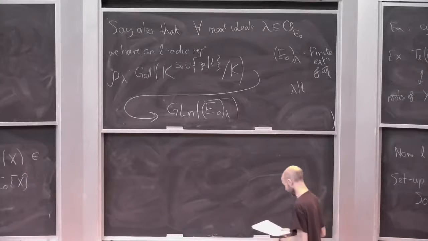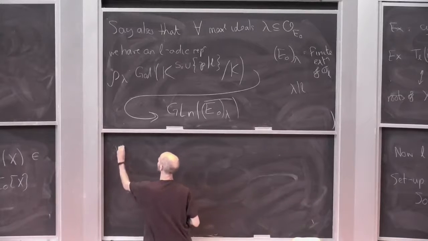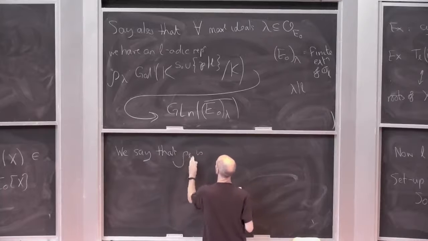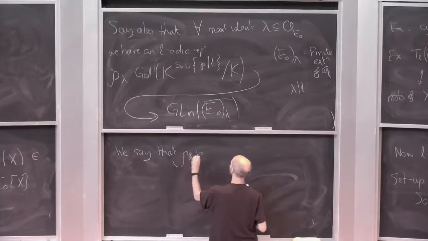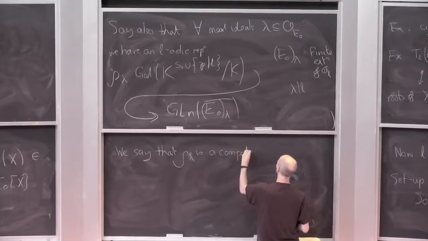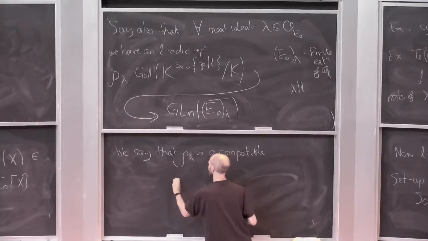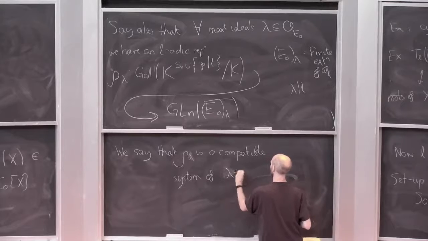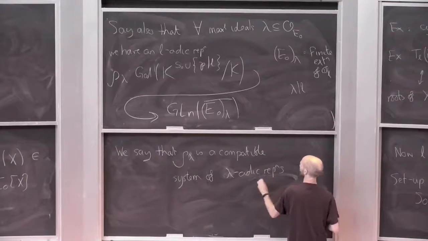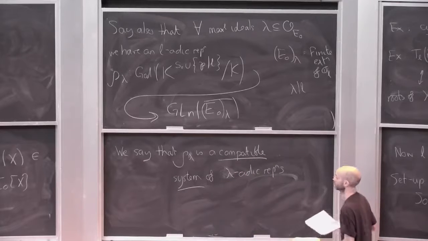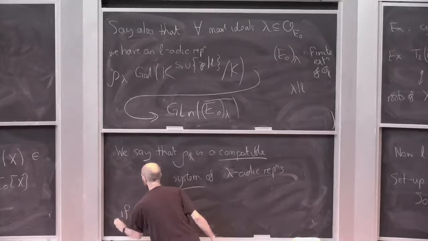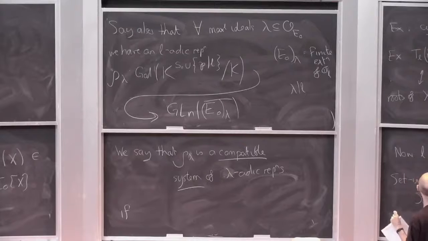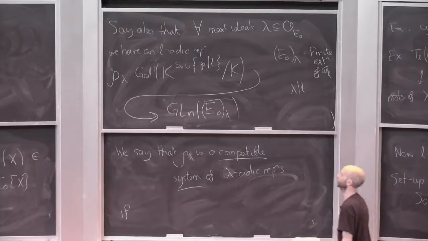And now the miracle then is that, so we say that this rho lambda is a compatible system of L-adic representations, or perhaps of lambda-adic representations, if you like. There, so that I've just defined a compatible system of L-adic representations if, where's the compatibility? See, I haven't said anything yet. All I've said is that we have got certain objects. I haven't written any relationship between any of these things. But of course, you know what the relationship's going to be.